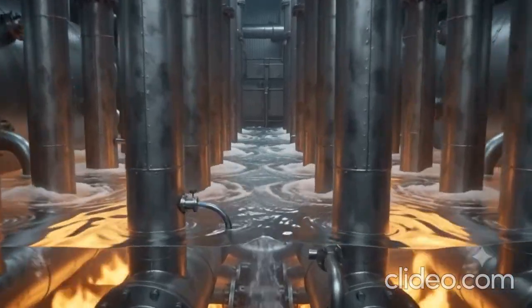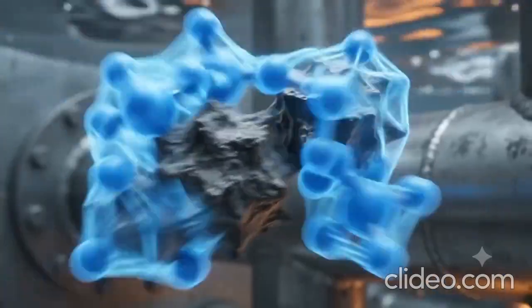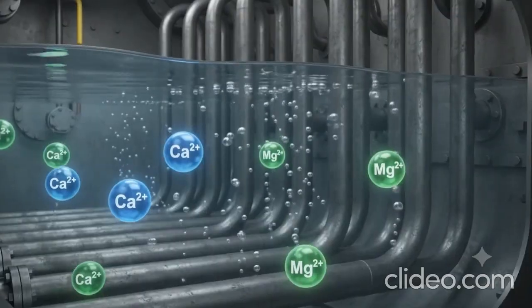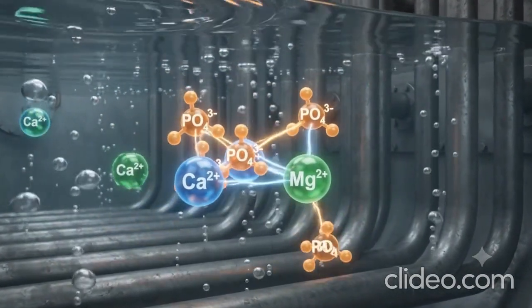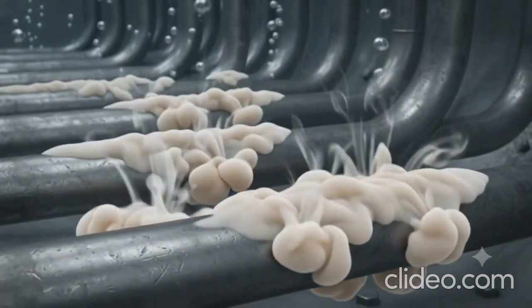Phosphate chemical is added to the boiler water to react with calcium and magnesium, preventing scale buildup on the boiler tubes and maintaining efficiency. Inside the boiler, calcium and magnesium ions form hard scale. Adding phosphate treatment triggers a rapid reaction. This results in calcium and magnesium phosphate.